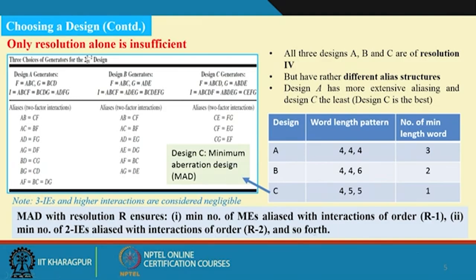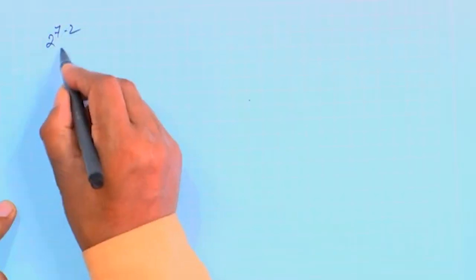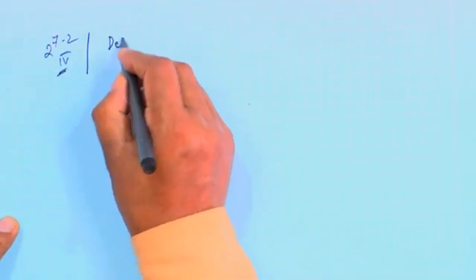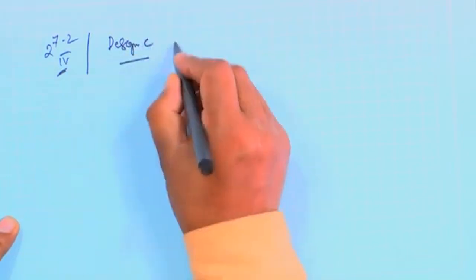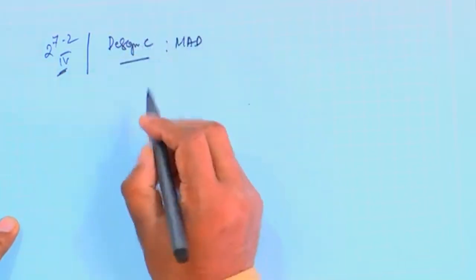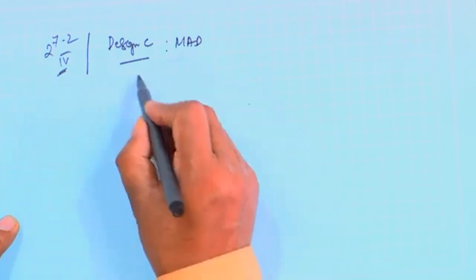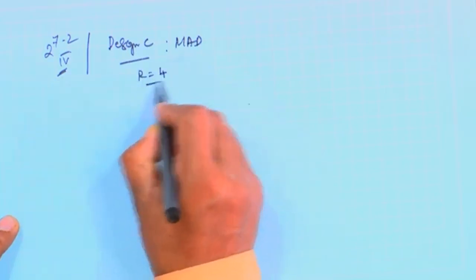Our example is 2 to the power 7 minus 2. Okay. So, if you take design C, this is our minimum aberration design. So, what is it saying? What is the resolution? R equal to 4 here.